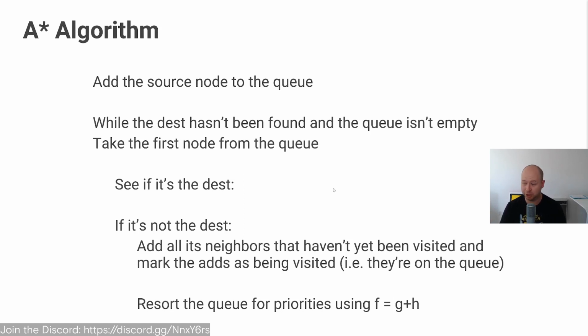While the destination node has not been found and the open queue is not empty, you take the first node from the open queue, right? And you see if it's the destination. By the way, these queues are priority queues, and the costs are calculated for us based on the sort of heuristic that we've talked about. So we see if that node is the destination. If not, then we add all of the neighbors of that node into our visited queue, or sorry, into the open queue.